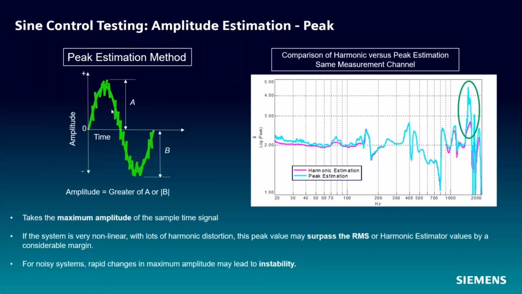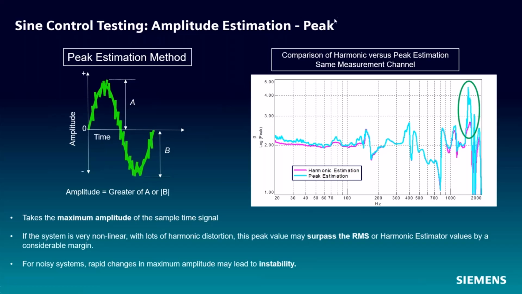It's looking at the largest absolute value in a period. And again, you can see the peak estimator almost always across the board gives a higher value for amplitude than harmonic does. And so peak estimation is going to give us the lowest drive level. And therefore, I would call peak the most conservative test, meaning the amplitude estimation method that is going to give us the lowest drive voltage on the shaker and be most protective of our test article.